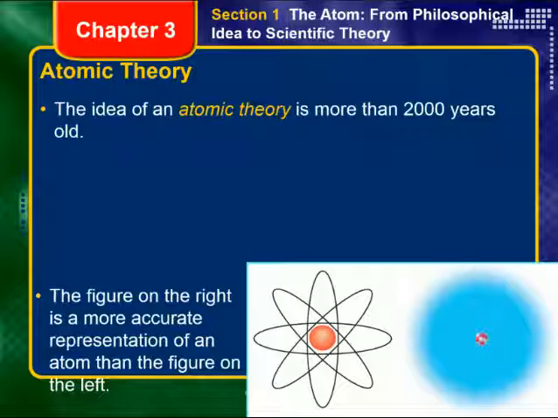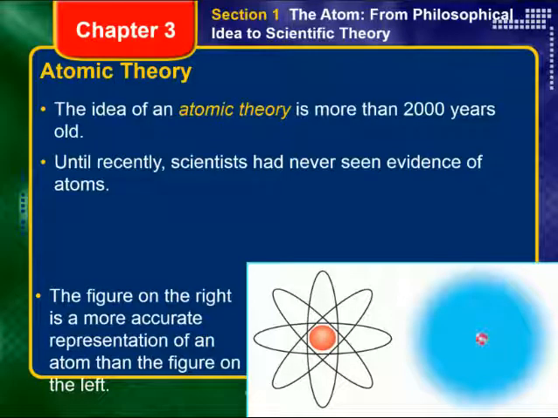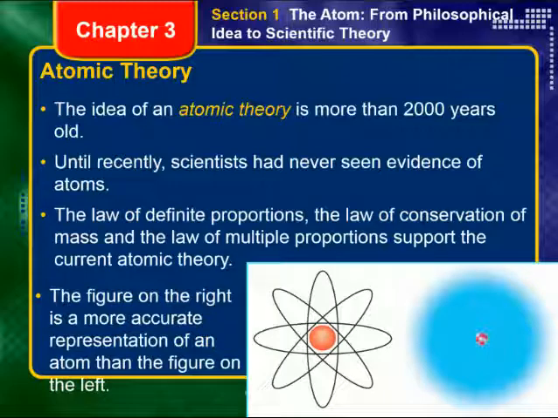Now the idea of an atomic theory is more than 2,000 years old. And until recently, scientists had never seen evidence of the atoms. So a 2,000-year-old idea, we've only had empirical evidence to support the existence of atoms for about the last 150, 200 years.